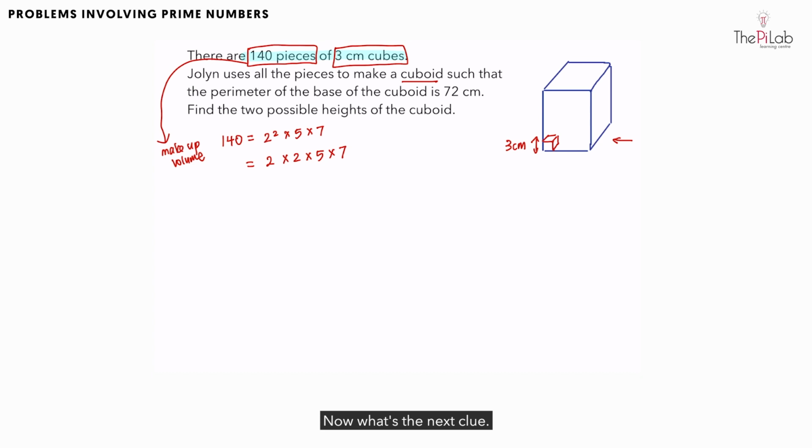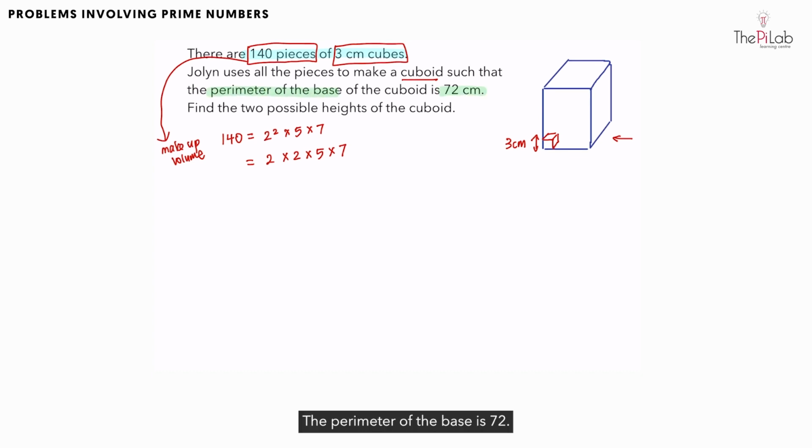Now, what's the next clue? The next clue is here. The perimeter of the base is 72. Now, where's the base? Some of you may be asking, where's the base? So the base is actually at the top over here. And the perimeter is these 2 lengths and 2 breadths. So I'm just going to label this as 72 cm.